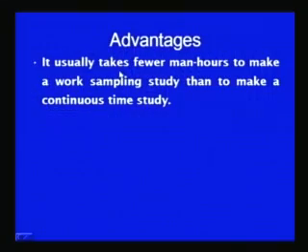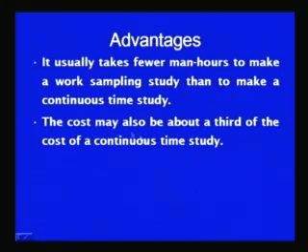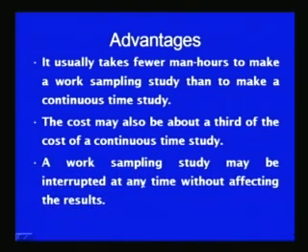It usually takes fewer man hours to make a work sampling study than to make a continuous time study. So, this is another advantage of work sampling, that the actual engagement of the work study man is very limited, for much less time compared to the continuous time study method, and the cost may also be approximately 1/3 of the cost of the continuous time study. So, this method is economical also in carrying out a work study sample.